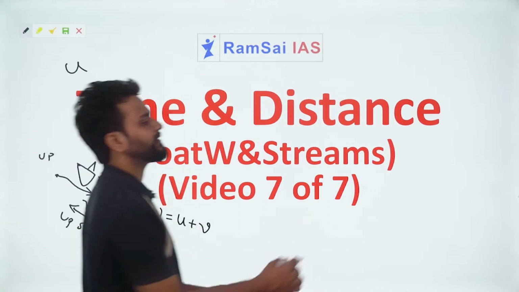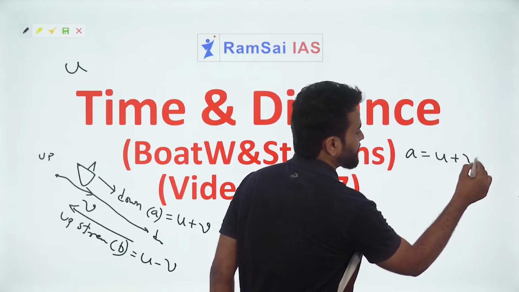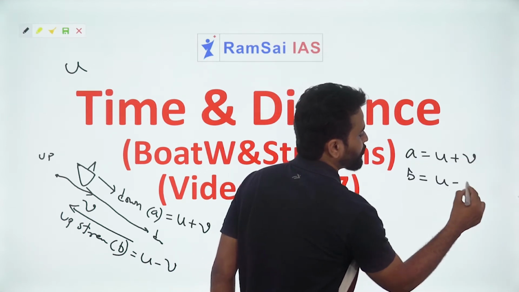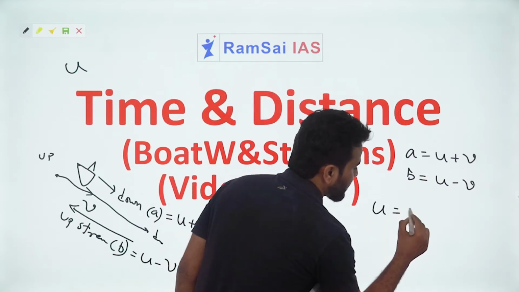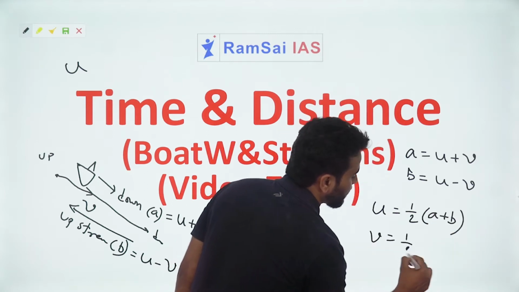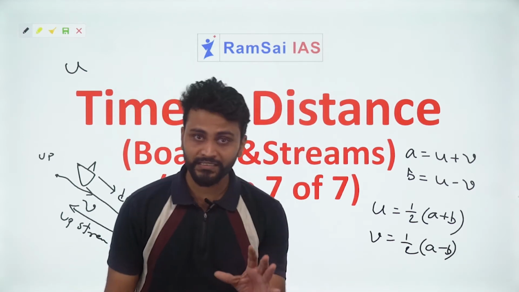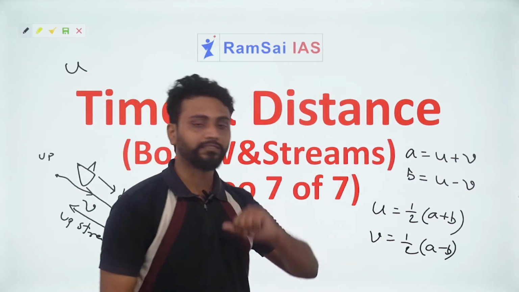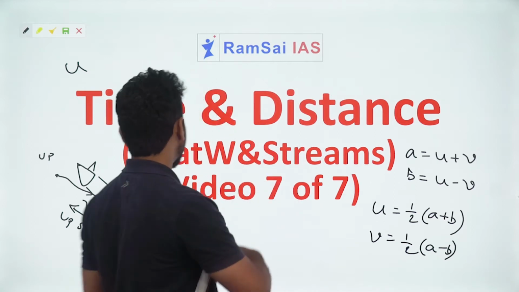So, I will write the two equations here. A equal to U plus V, B equal to U minus V. And if you solve these two equations, U will be half of A plus B and V will be half of A minus B. Guys, remember the total concept of boats and streams depends on these four equations only. Hope it is clear. We will start with the first question.